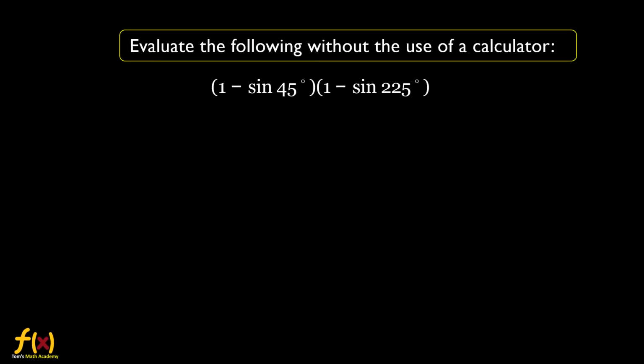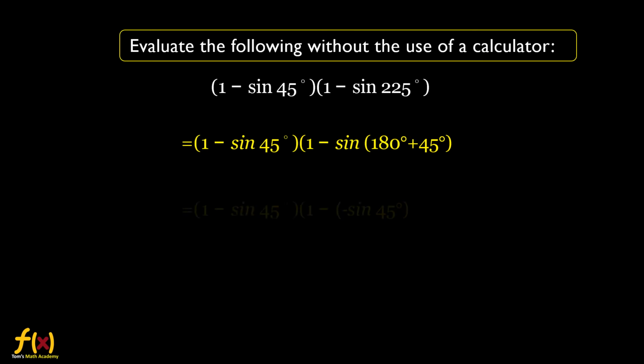Another question without the use of a calculator: 1 minus sine 45 times 1 minus sine 225. What do we do? When we have any angle more than 90, simply reduce it. So we write sine of 180 plus 45. Which quadrant? Third quadrant. So we get, use the brackets.